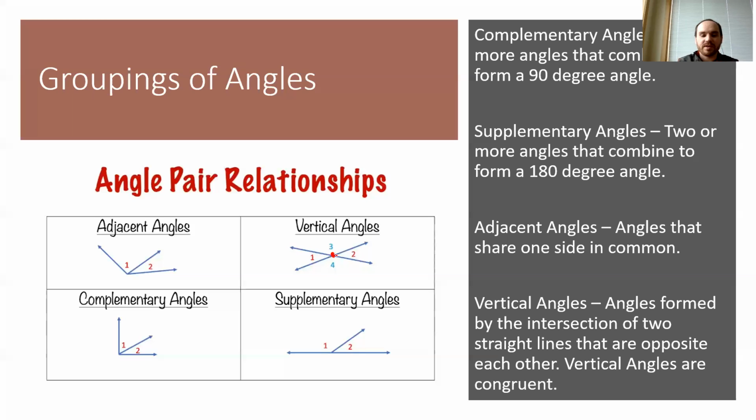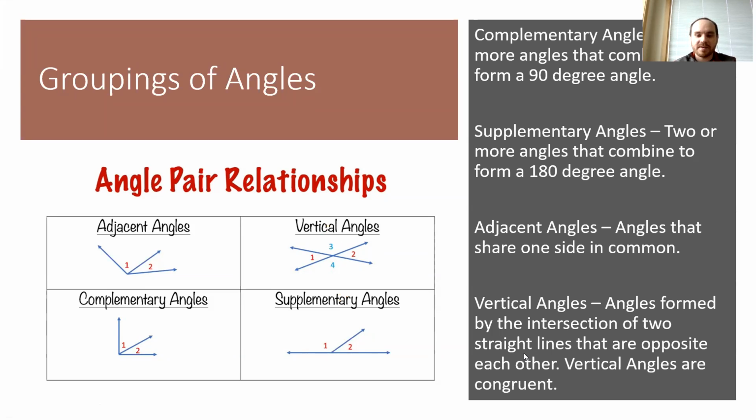We could just have this be a point. This line right here, this line right here, they're different than the line right here and the line right here. So basically, the lines have to actually be shared between the two. They have to share a side, be directly next to each other. Vertical angles, however, do have a different relationship.